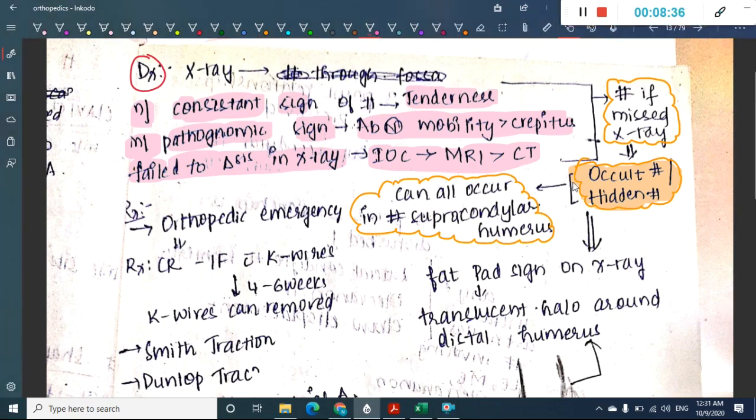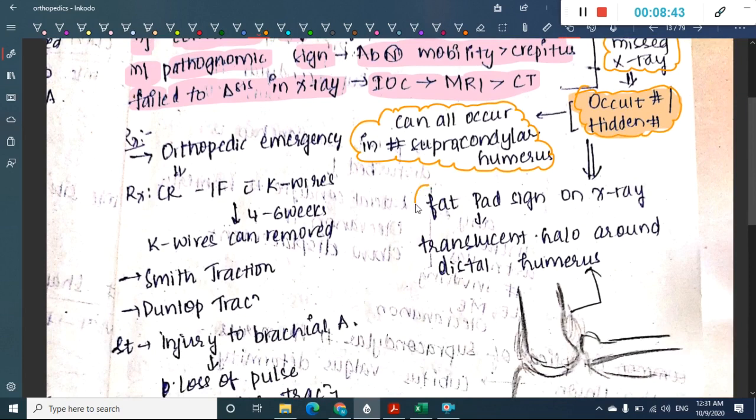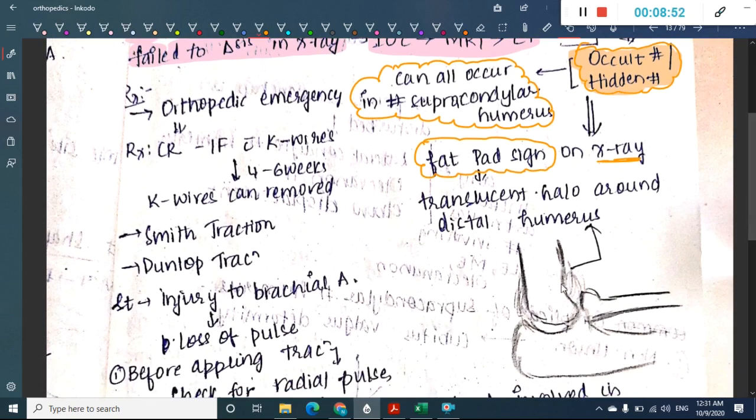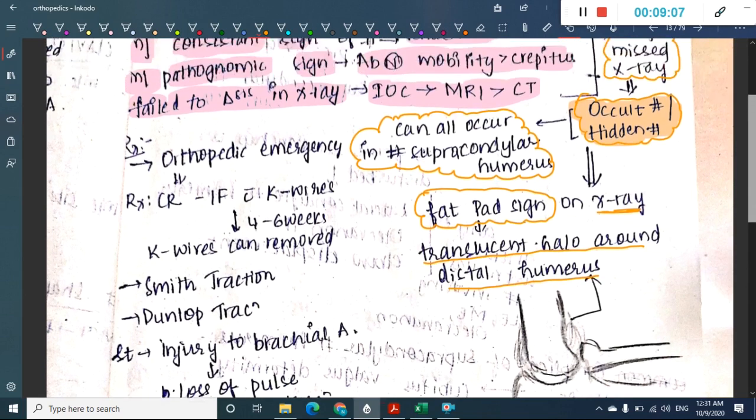Now this is a fracture. In occult or hidden fracture, we have a sign called the fat pad sign, which is seen on X-ray, where you see a translucent halo around the distal humerus. That is seen in occult fracture or hidden fracture. That is called the fat pad sign.